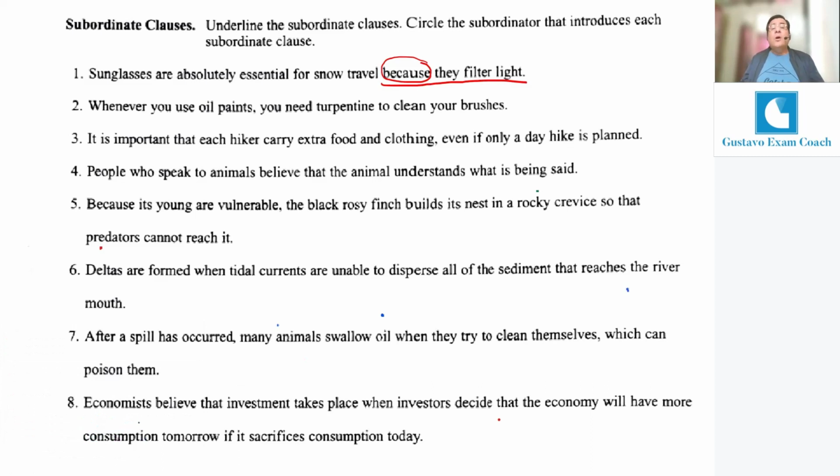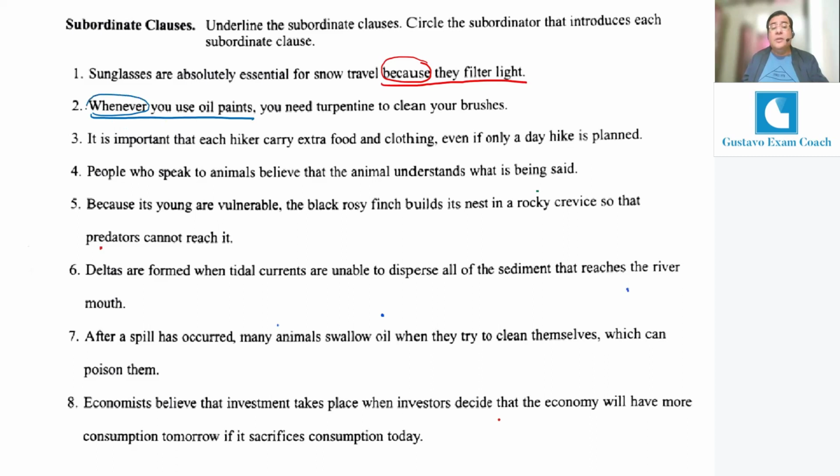Let's go over number 2. Whenever you use oil paints, you need turpentine to clean your brushes. All right, there is an independent clause in this sentence, which is you need turpentine, etc. But there is a subordinate clause before that independent clause. We can notice the expression, whenever you use oil paints. Well, this subordinate clause is like an adverb here, right? It's working with an adverbial function, providing information about the time for the action described in the main or independent clause.